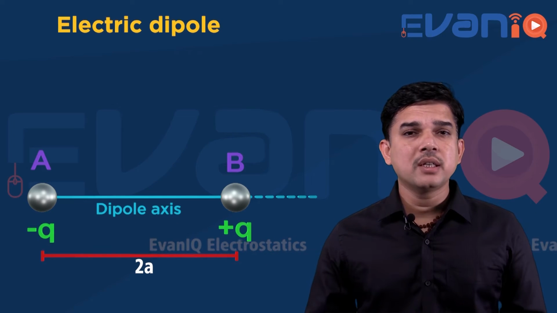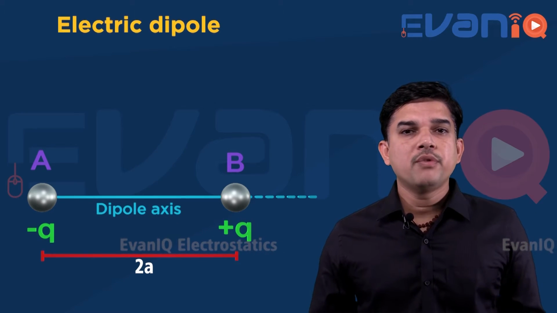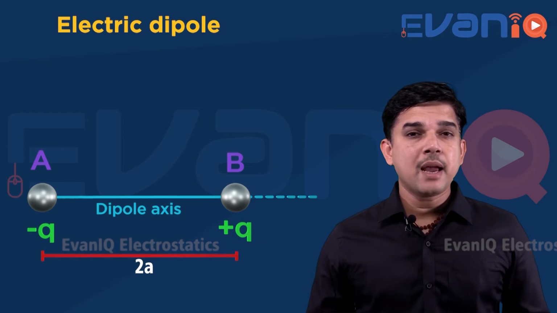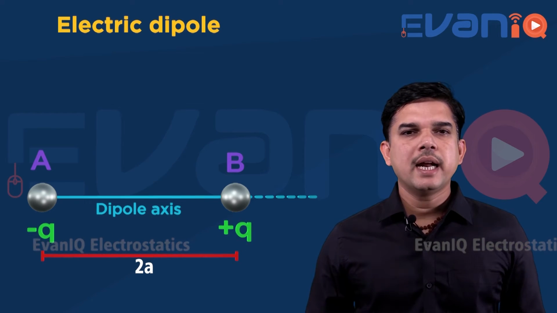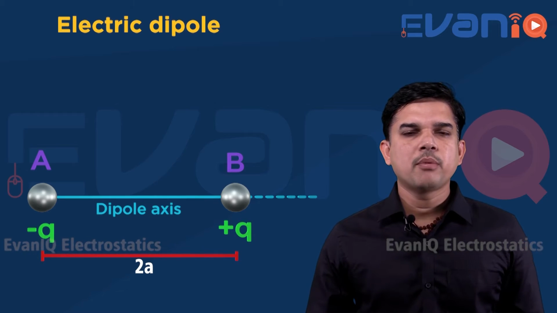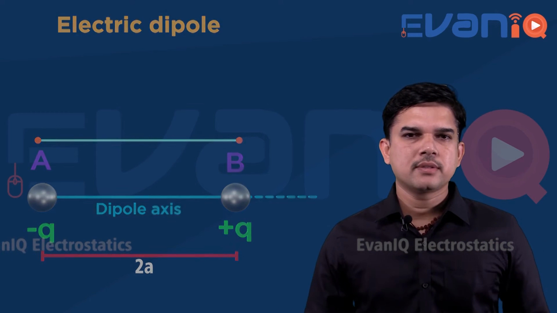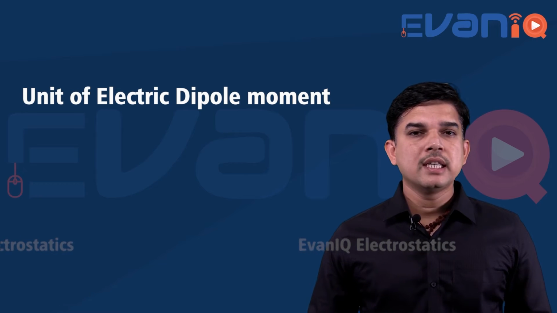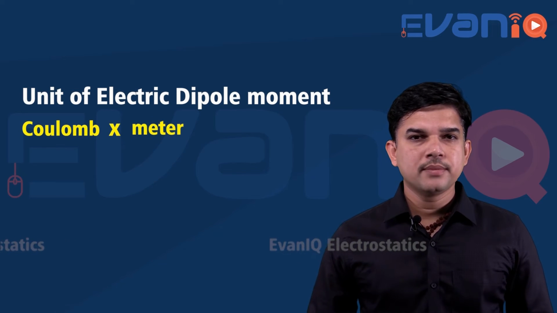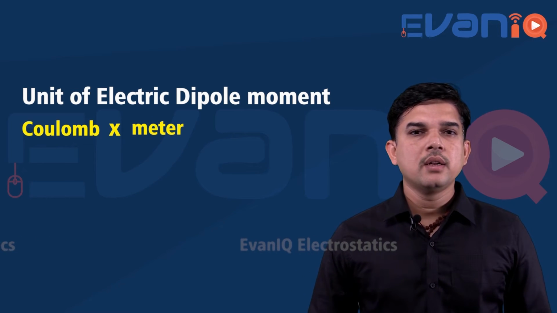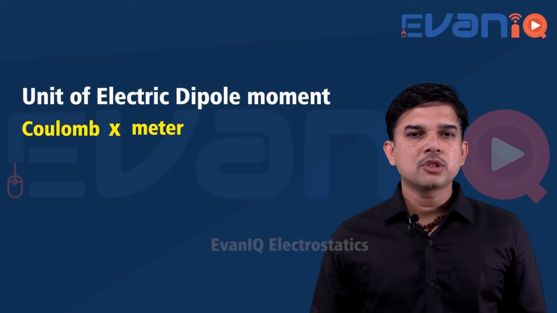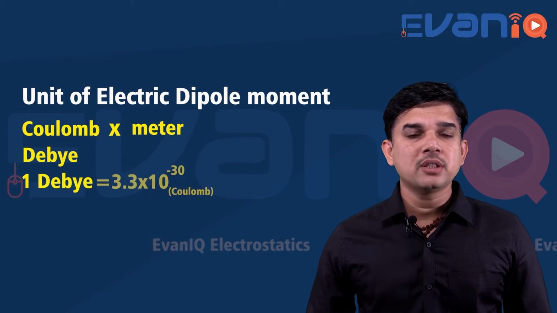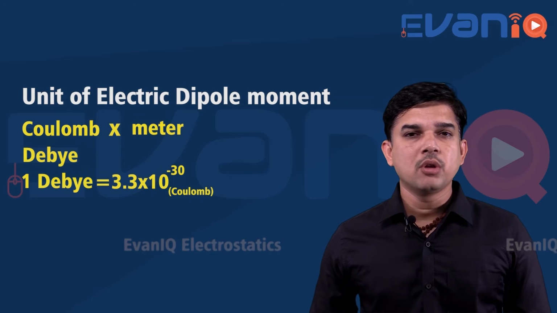To describe the strength of an electric dipole, we use a physical quantity, that is the electric dipole moment. The dipole moment is a vector quantity and it is directed from the negative charge to the positive charge. The standard unit of electric dipole moment is coulomb meter, and the CGS unit is debye. 1 debye is 3.3 into 10 to the power minus 30 coulomb meter.